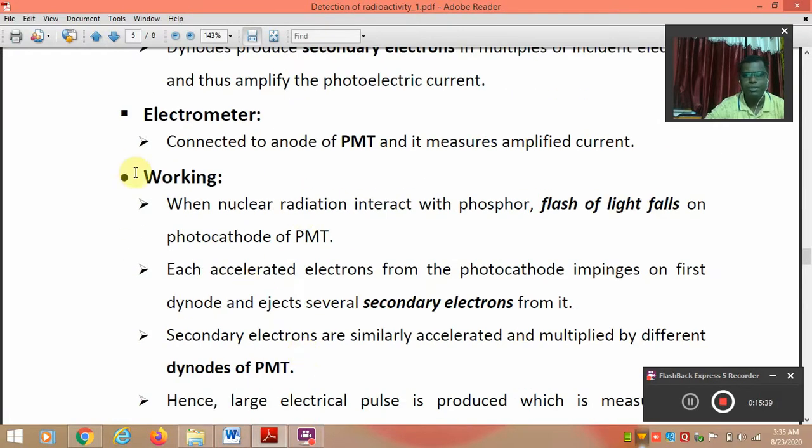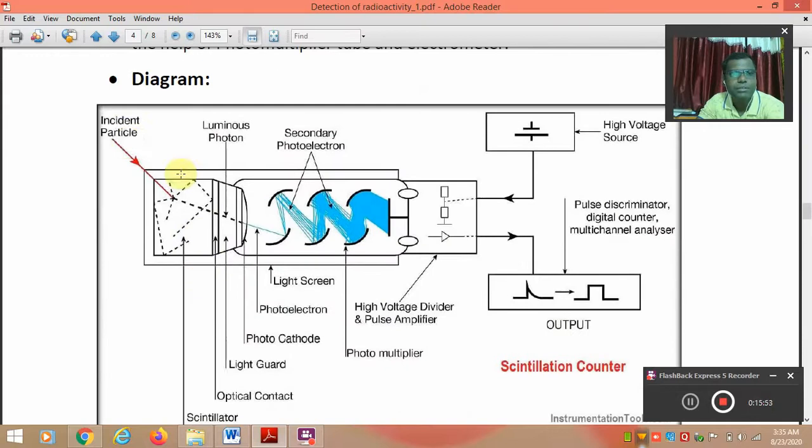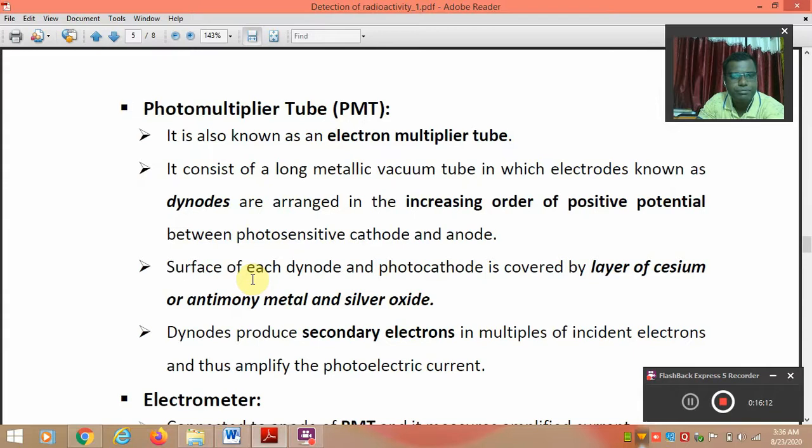When we discuss the working, it's very simple. Already I told you, when nuclear radiations interact with the surface of the phosphor, flashes of light fall on the photocathode of the photomultiplier tube. It means that whenever these nuclear radiations, either alpha, beta, or gamma, fall on the surface of the phosphor, flashes of light fall on the photocathode of the photomultiplier tube. So once these flashes of light fall on the surface of the cathode of the photomultiplier tube, what happens?